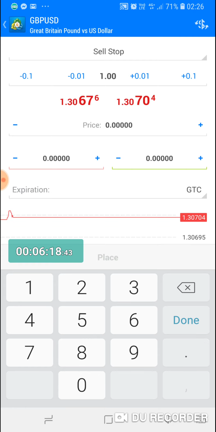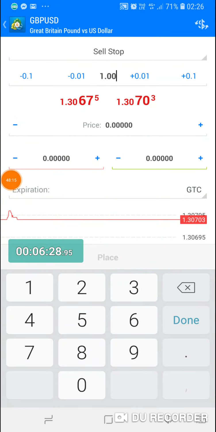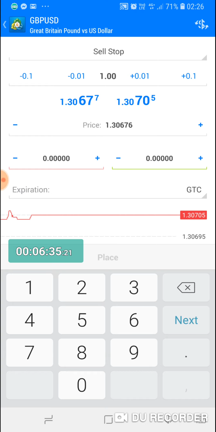The higher the lot size, the higher the rewards, the higher the risks. So that's how it works. Then let's say the lot size is 1.00, which I chose in this case. Now the third step, it's going to be the price. The price, I press the plus symbol to get the current situation which is happening at that moment.